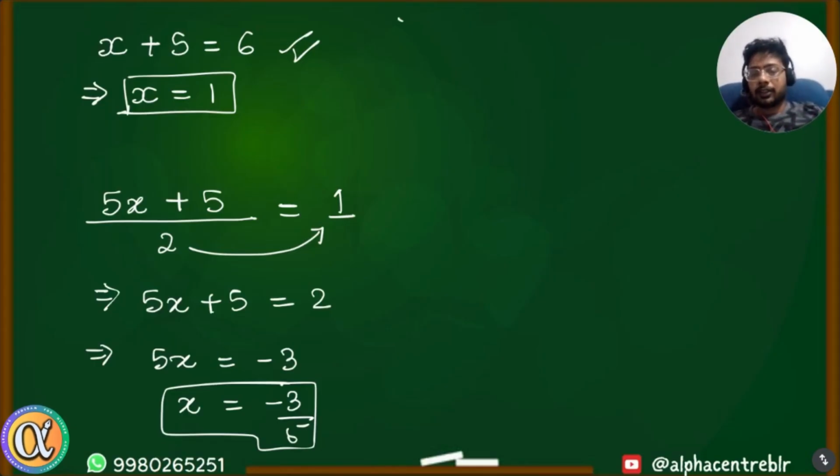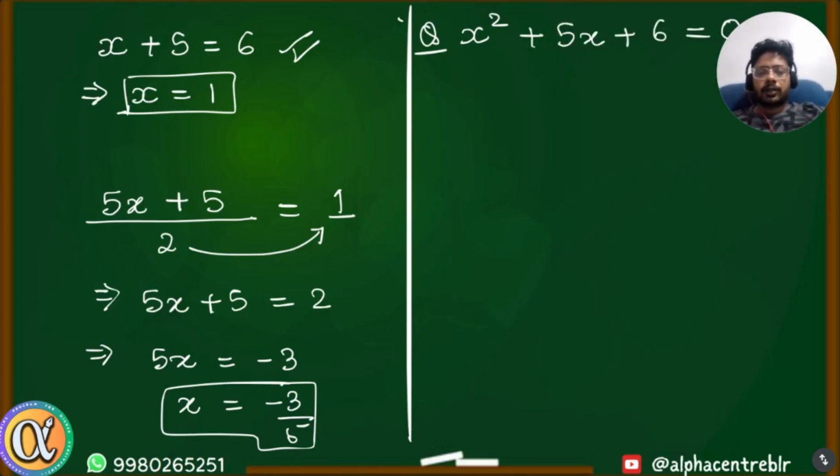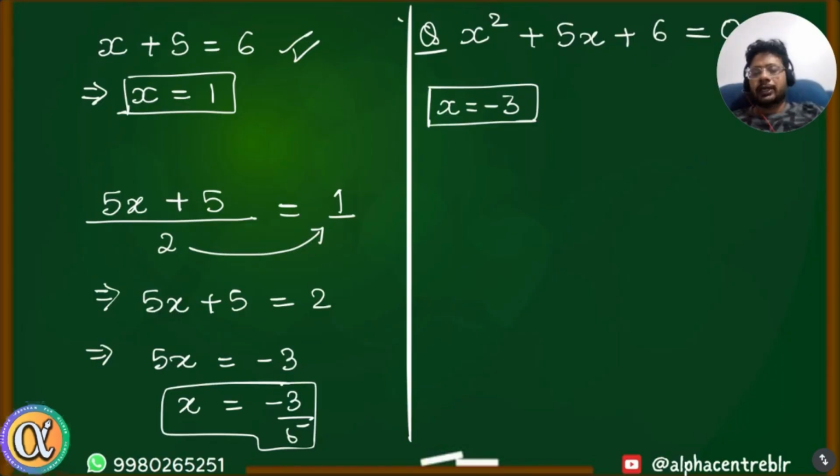But that's not the case with a quadratic equation. A quadratic equation can have a maximum of two such values which can satisfy a given quadratic equation. For example, if I take this quadratic equation, x squared plus 5x plus 6, I would like you to try x is equal to minus 3. So substitute the x value as minus 3 in this equation and see if you get the answer as 0.